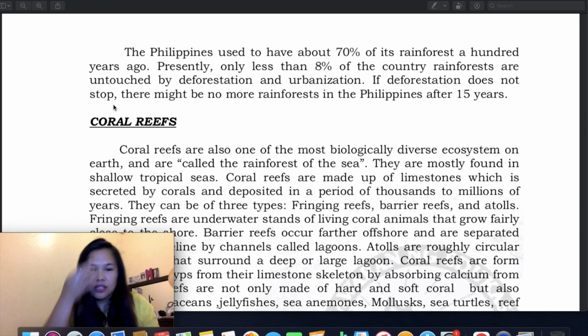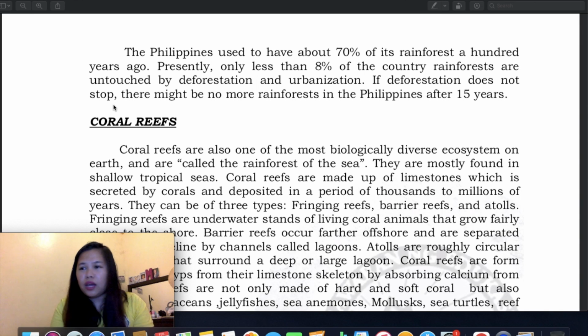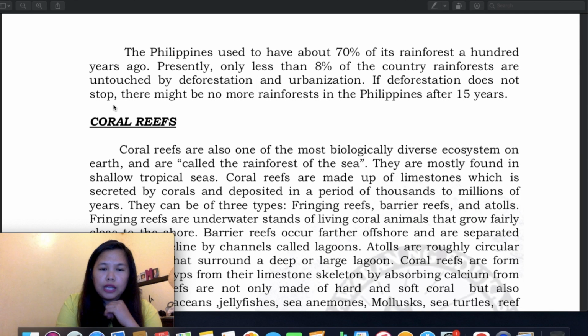So, kung kayo po ay bata pa, we should be, intindihin ba? No. Let's, gagawa tayo ng action. Or any, basta makatulong tayo sa environment, no? Kasi pag tuloy yan, kung anong nangyayari sa Cagayan, sa Muntinlupa, sa Rizal, mangyayari din yan sa Cavite. So, if deforestation doesn't stop, there might be no more rainforest in the Philippines after 15 years.